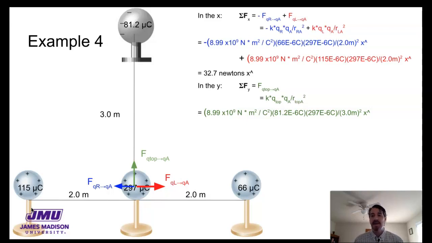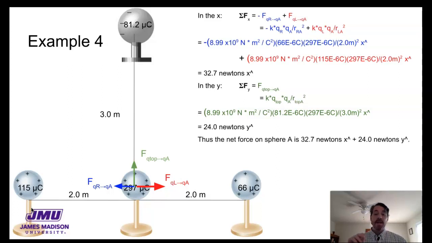And it says x hat. I'll fix that before I put it in the notes. That should say y hat here on the screen, right, exactly where it is right now. That comes out to 24.0 newtons y hat, meaning that sphere A is experiencing a net force of 32.7 newtons in the x hat direction plus 24.0 newtons in the y hat direction. And if you remember how we deal with vectors, that is a legitimate way to report a net force, to say this much x hat, this much y hat.